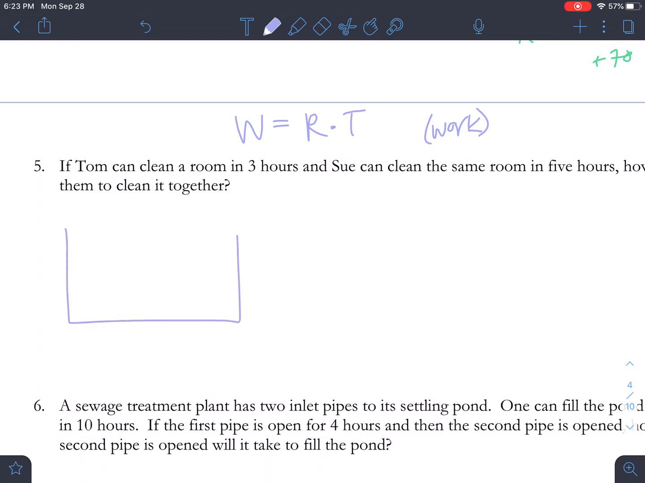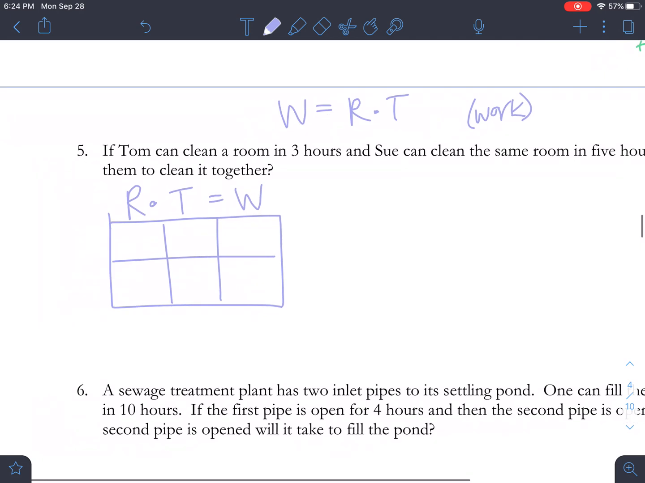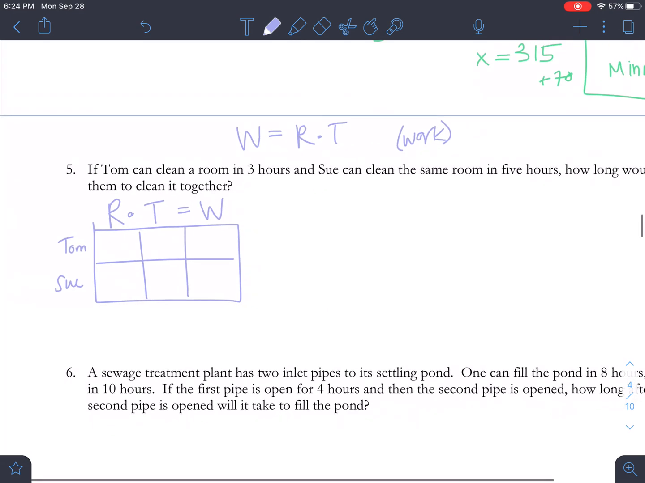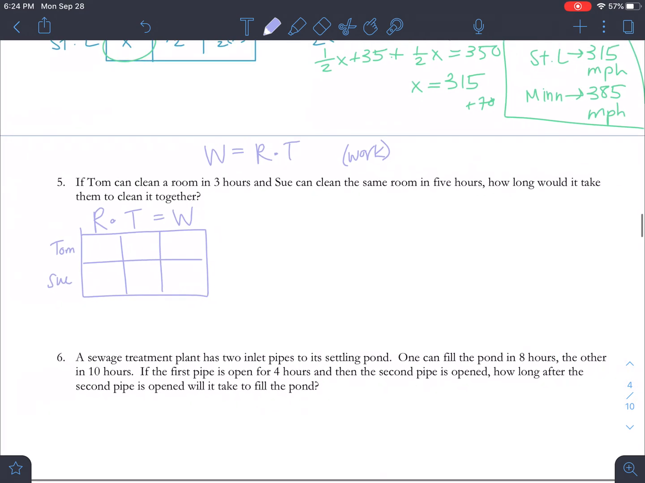So what we're going to do is set up a very, very similar table here. Rate times time is equal to work. Okay, and we have to be very careful. So this is going to be Tom, and this is going to be Sue. Now, time, it says they cleaned the same room. How long would it take them to clean together? So technically, they're cleaning for the same amount of time, so I'm going to call that X.